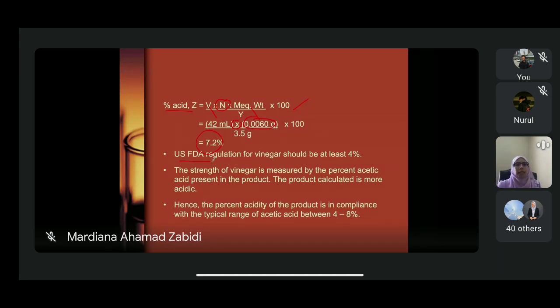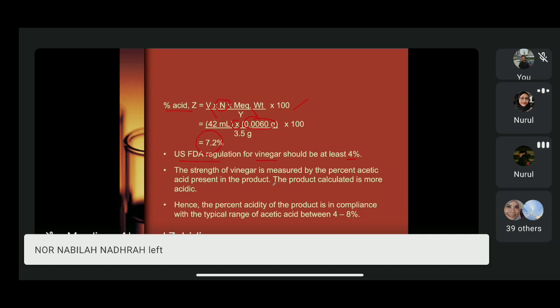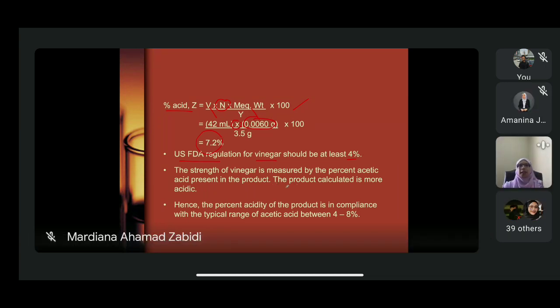Okay, so you kena bagi tahu what is the regulation. You can mention either US FDA ataupun even Ministry of Health because you already learn for your food hygiene and legislation kan. So for US FDA regulation, the acetic acid in vinegar should be at least, okay, minimum should be 4%. So the strength ni apa tu, acceptable ke tak acceptable? Acceptable. Okay, it is acceptable, it is appropriate. Apa tu, because it is in compliance with the typical range of acetic acid, which is it's supposed to be in between 4 to 8%.